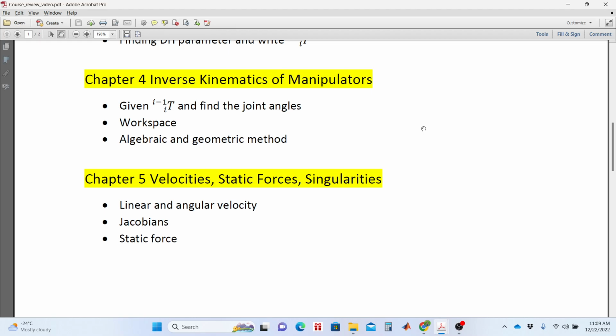Later in chapter 5, velocities and static forces, we studied linear and angular velocities, and we studied one of the most important topics of this course, which is called Jacobians. And using this Jacobian, we actually calculated linear and angular velocities, and also static forces.